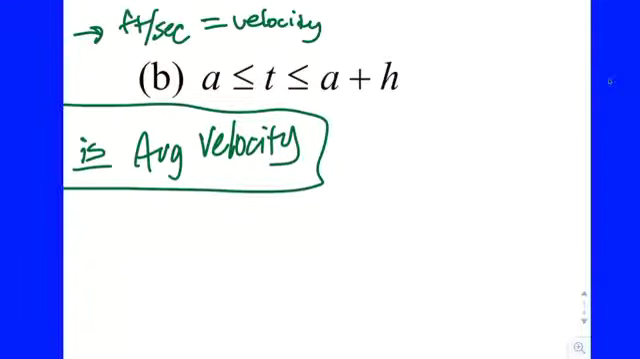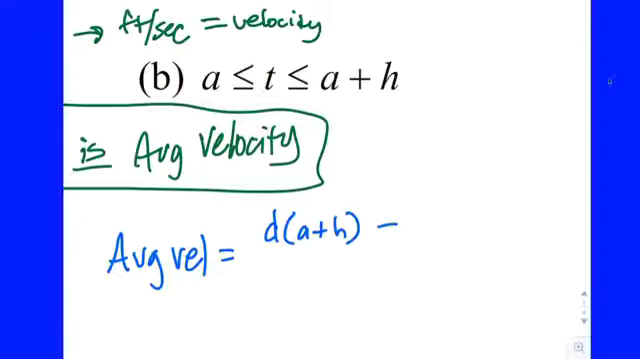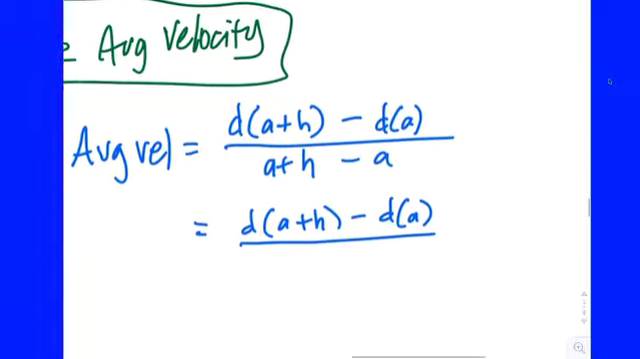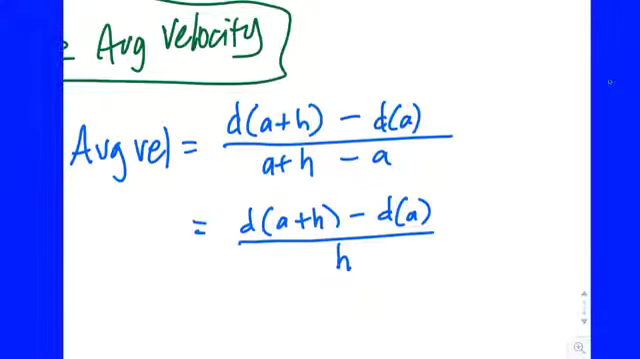I'll do it here with you. If you get stuck, you can just peek up. The average velocity is going to be the distance at A plus H minus the distance at A all over the change in the corresponding time values, A plus H minus A. I'm going to simplify that before I plug in, because something nice happens in the denominator. A plus H minus A is just H.